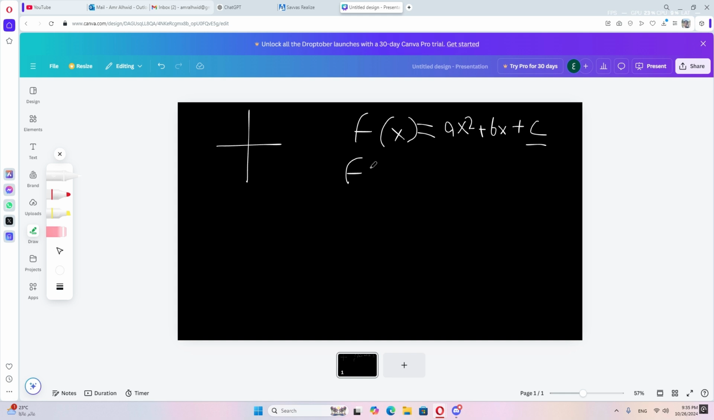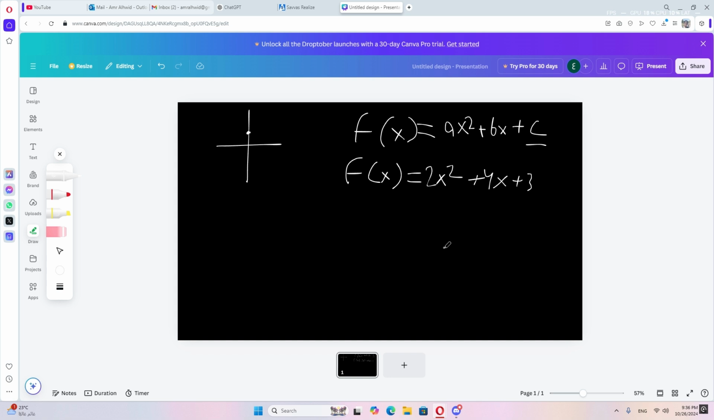f of x is equal to 2x squared plus 4x plus 3. So immediately we know that the y-intercept is going to be plus 3, about here. Okay, so we can also find the axis of symmetry.